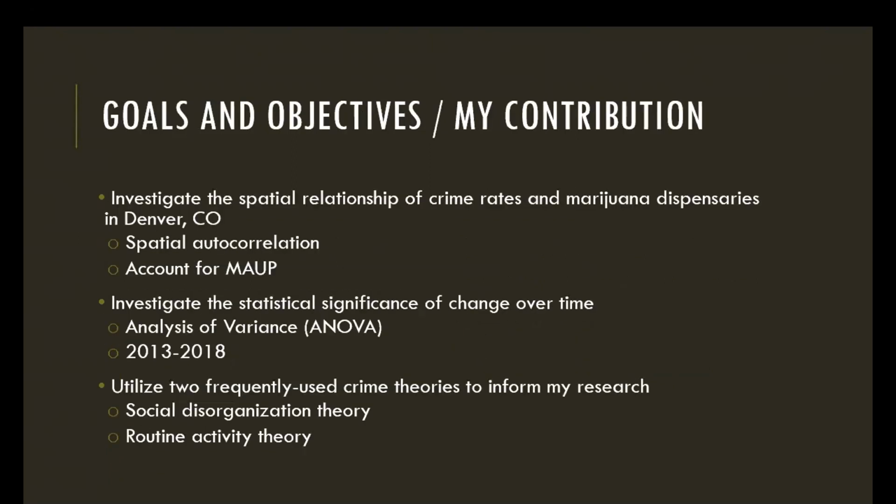So I will be investigating the spatial relationship of crime rates and marijuana dispensaries in Denver using spatial autocorrelation and taking into account MAUP if possible. I will investigate the statistical significance of change over time using analysis of variance, or ANOVA. And I will utilize two frequently used crime theories to inform my research: the social disorganization theory and routine activity theory.